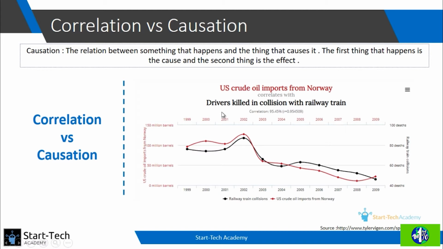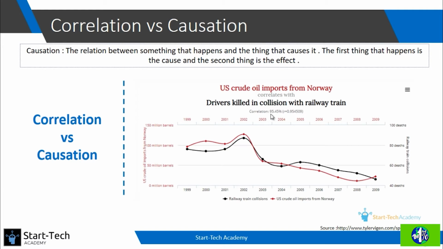Take this example. This example shows the values of US crude oil imports from Norway and the number of drivers killed in collision with railway train. You can see from this graph itself that both of these values are going hand in hand. If you find out the correlation between these two values, this coefficient is coming out to 0.95, that is nearly 95%. Such high value of correlation may lead you to think that these two variables are highly correlated and increasing one of them may lead to increase in the other one. That is not the case. These two are completely random two variables and they do not have any relationship amongst themselves.